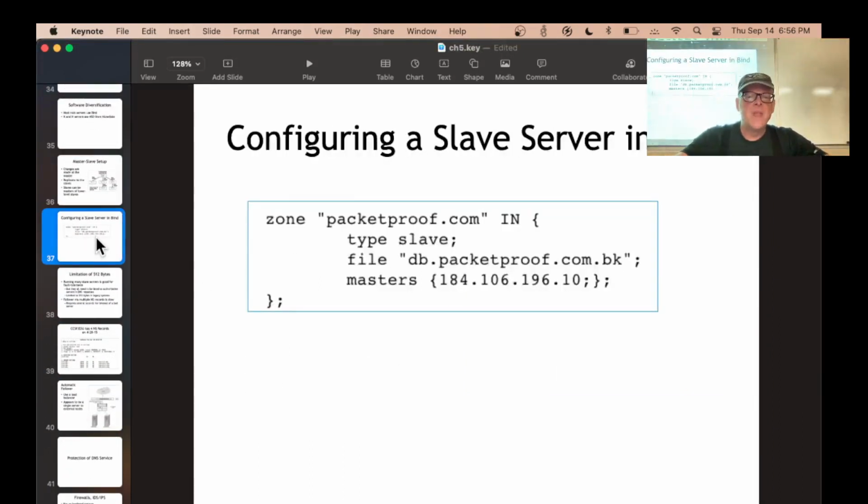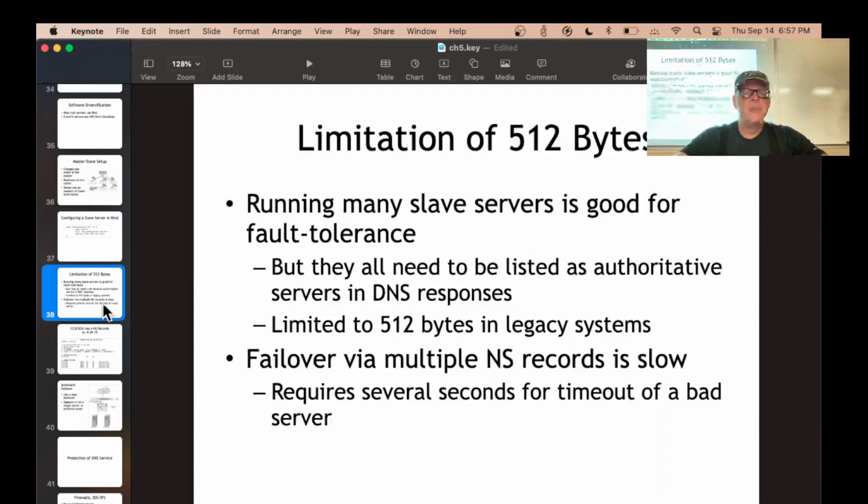Anyway, you can configure your BIND to be a slave server, where it just copies the data from another server. And now here's another issue. The DNS protocol is limited to 512 bytes, the original protocol, which is only enough to move 13 A records, which is why there are 13 root name servers. But the signatures are much bigger. So you have to have extended DNS or another protocol to get there. So this is an issue.